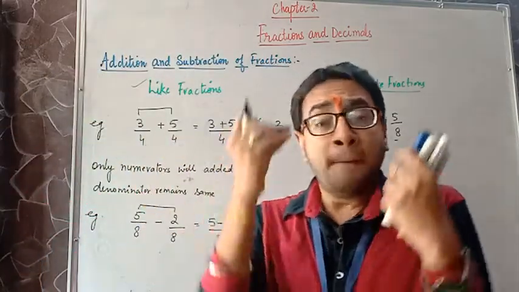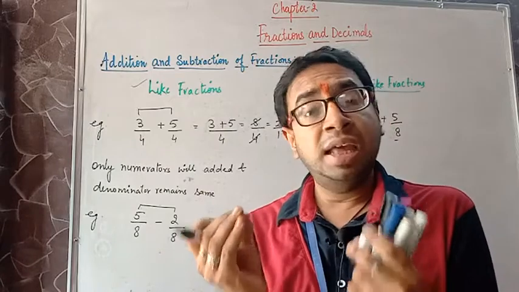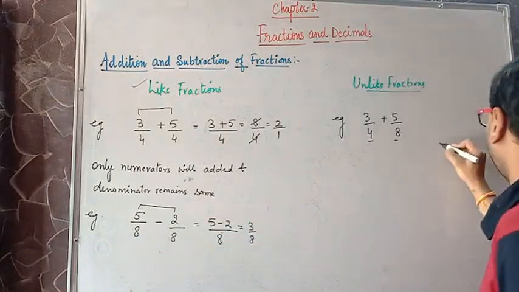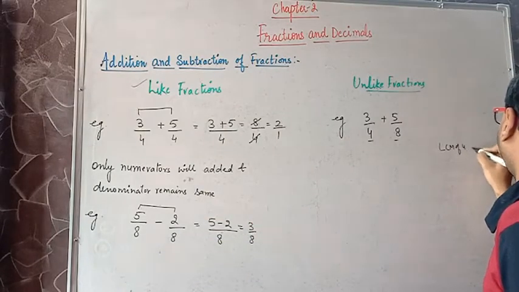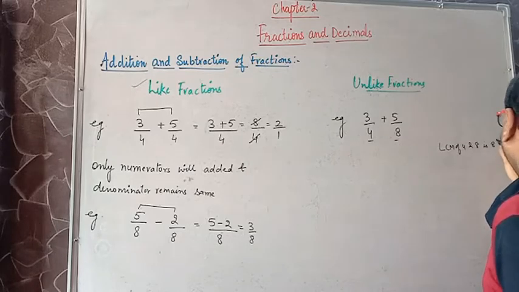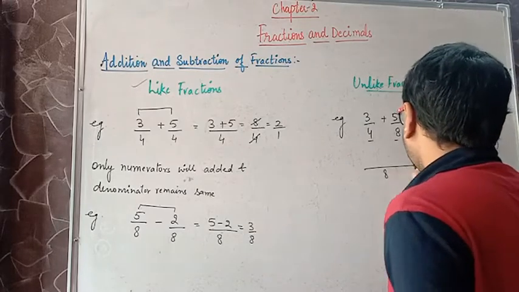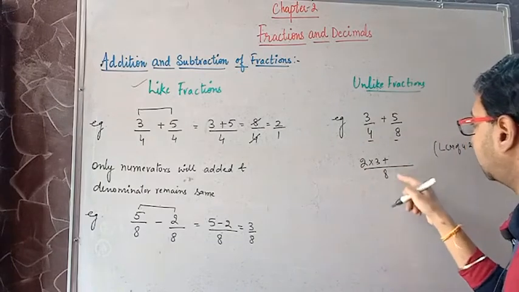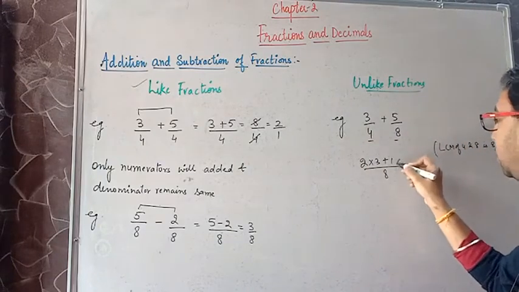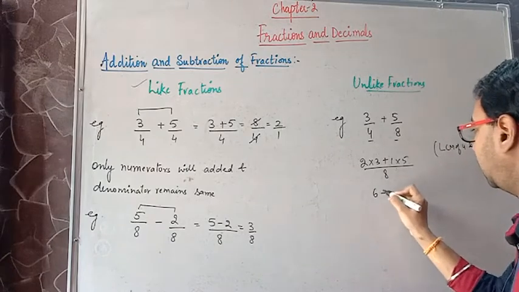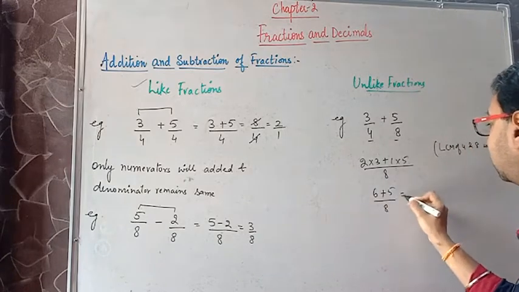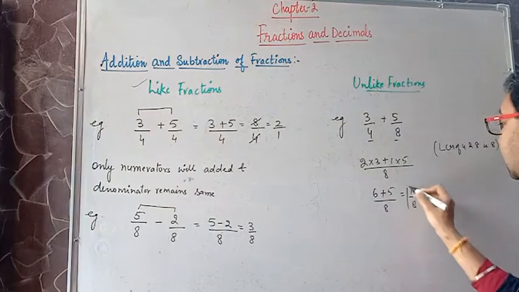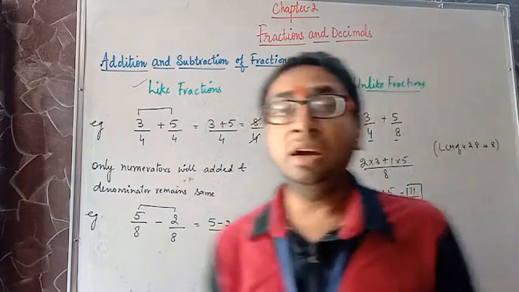So simply, how to convert unlike fraction to like fraction, I give you one mantra for it, that is LCM. So take the LCM of 4 and 8. LCM of 4 and 8 is 8. Therefore, 8 divided by 4, 2 into 3, plus 8 divided by 8, 1 into 5. Now, 6 plus 5 upon 8, that is 11 upon 8 is the answer. Are we clear how to do it?